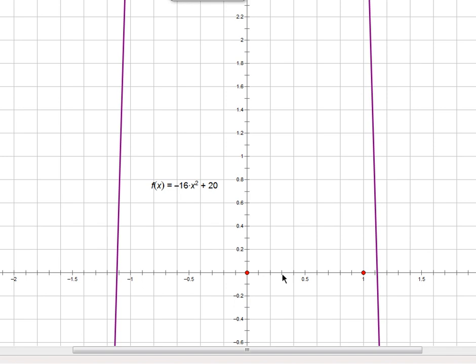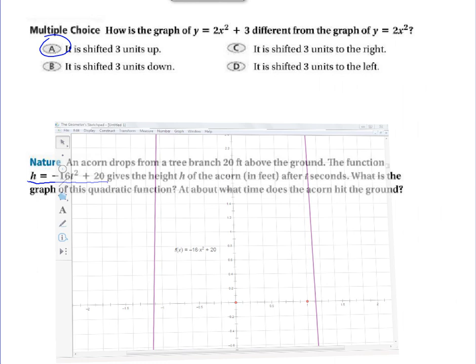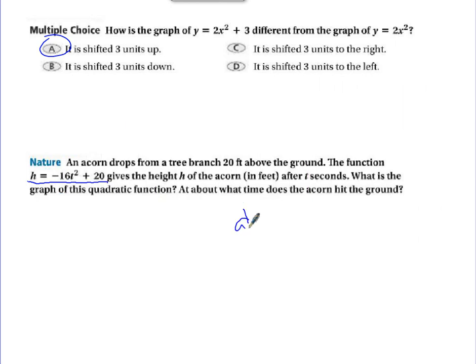This is my time axis. This would be 1 second. 1.5 here, so maybe 1.1-ish. It just says about what time. So about 1.1. About 1.1 seconds. Or if you were graphing by hand or something, you might just say about 1 second.